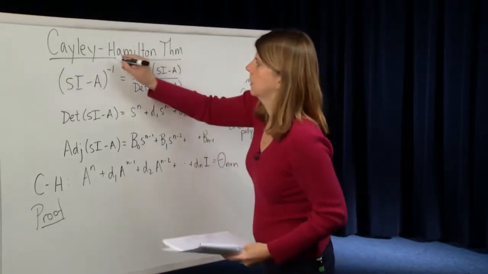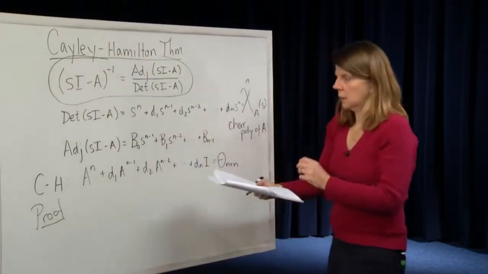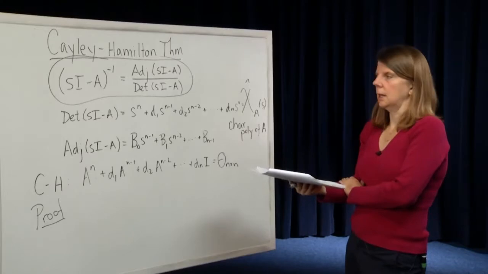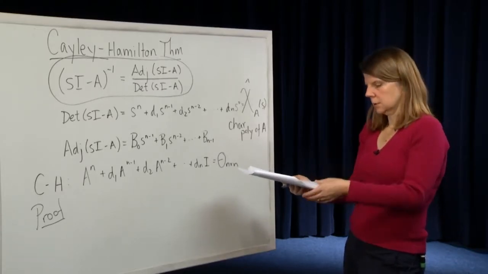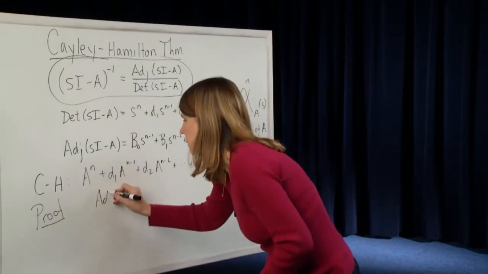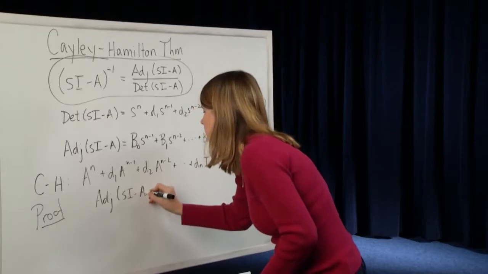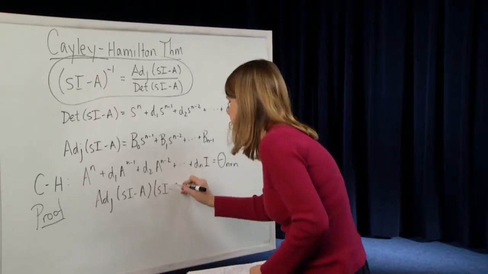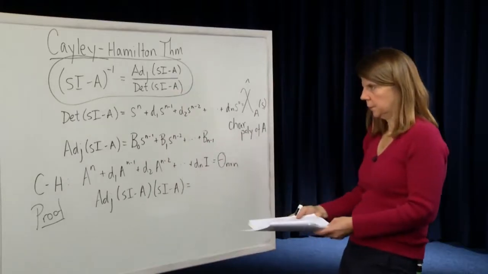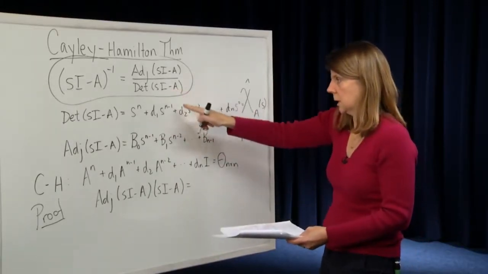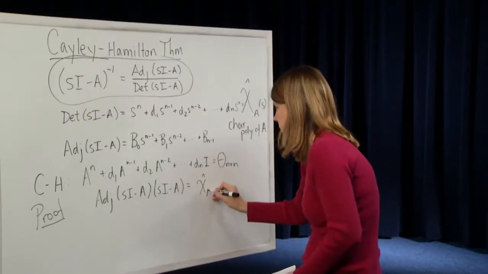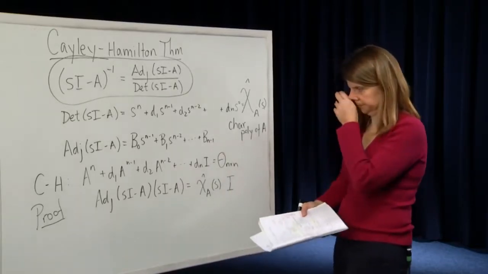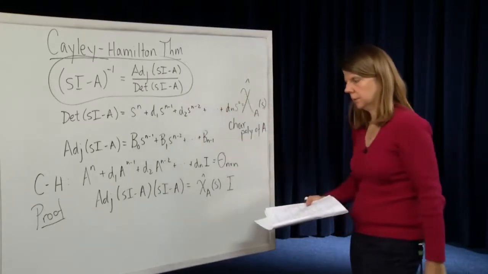Let's look at this expression up here. And let's multiply both sides of that equation by sI minus A times the determinant of sI minus A. So I can rewrite that equation as the adjugate of sI minus A times sI minus A is equal to the determinant of sI minus A, which is the characteristic polynomial, times the identity.